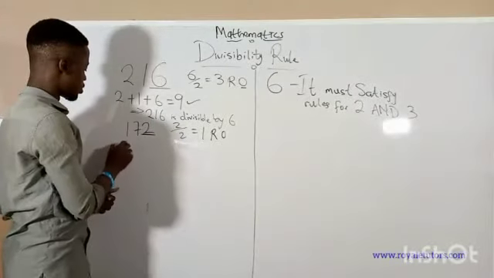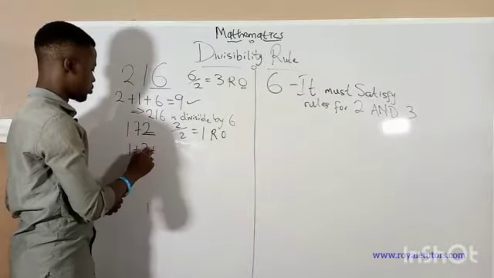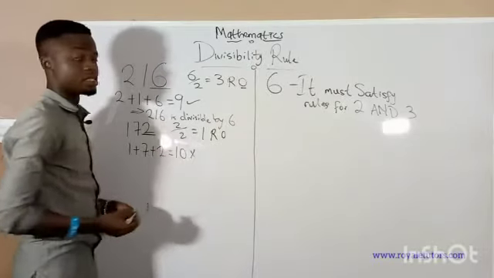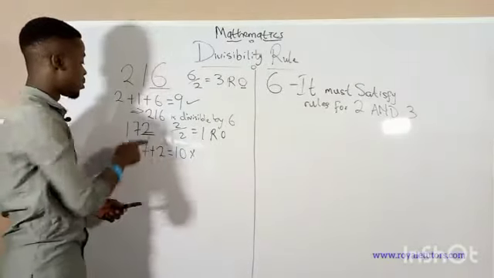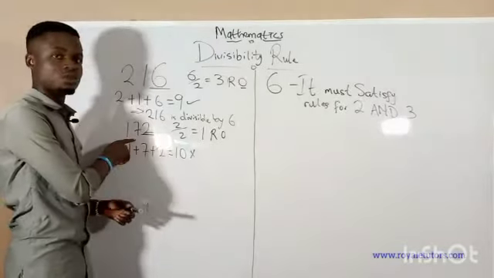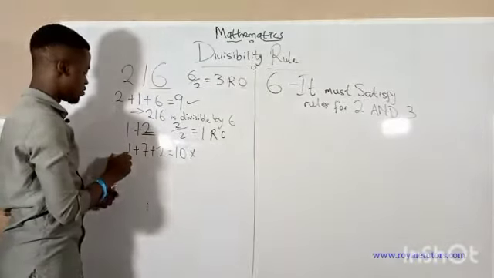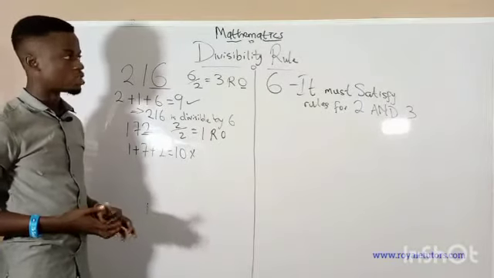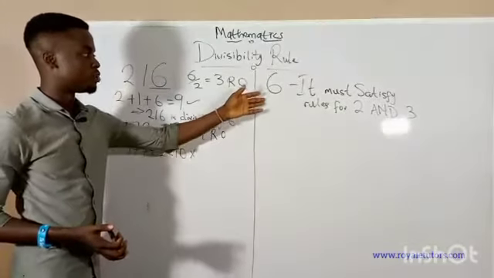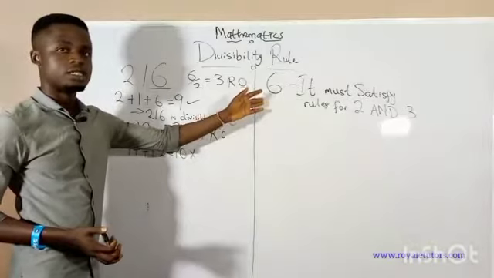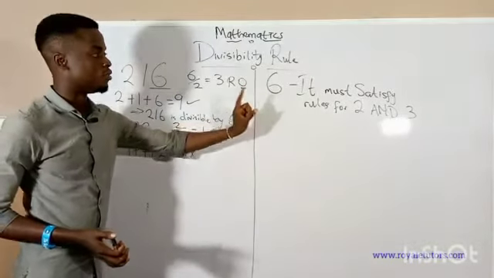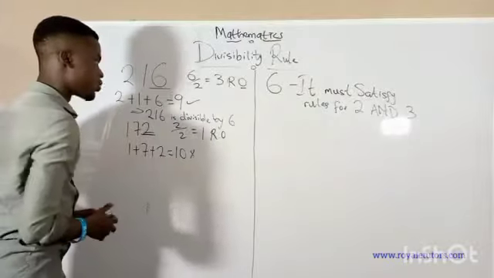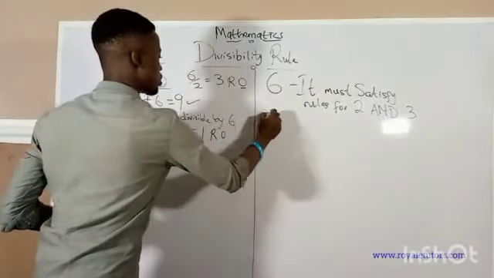So how do we check that? 1 plus 7 plus 2. This gives us 10. 10 is not divisible by 3. So that means the number 172 does not obey the rule for 3, which implies that 172 is not divisible by 6. So once again, if you want to check for the divisibility of a number by 6, all you need to check for is if it satisfies the rule for 2 and for 3. So let's go ahead.